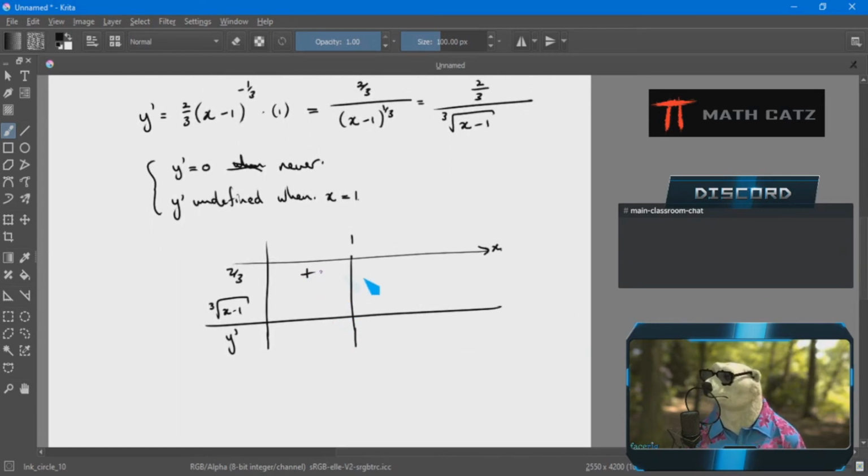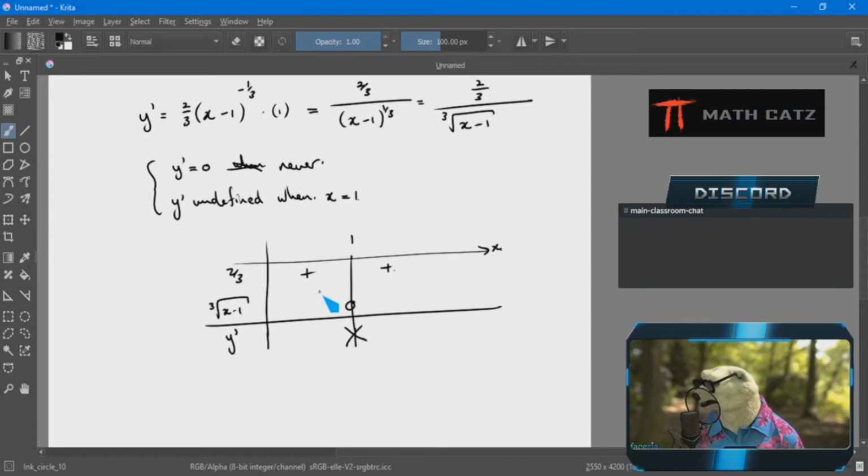Now 2/3 is always positive. Not a problem there. But I don't want to miss anything here. If that 2/3 was a negative 2/3, then it plays a bigger role. So I just get into the habit of listing absolutely everything I see in my function. Cube root of x minus 1 is 0 when x is 1. And because it's in the denominator, we've said it makes the derivative undefined.